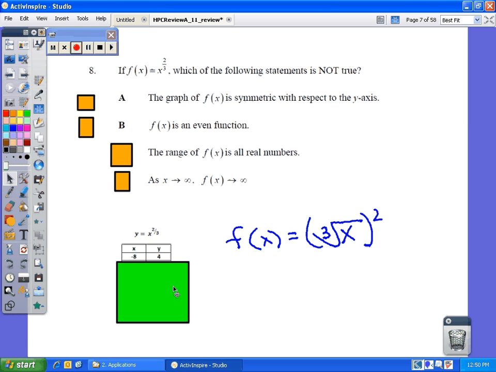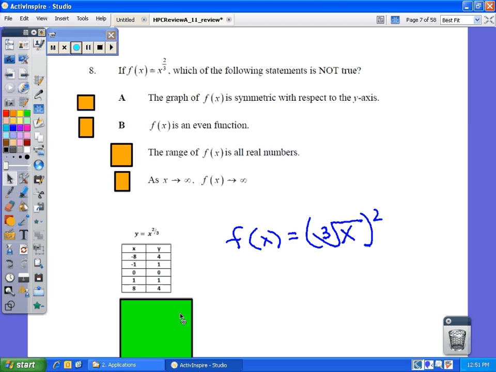My next number I want to input will be a negative 1, because that also has a perfect cube root. The cube root of negative 1 is negative 1. And when I square it, I get positive 1. I also choose to put 0 here. When I take the cube root of 0, it's 0. When I square 0, it's still 0. And then I chose positive values for x. And that gave me my table.